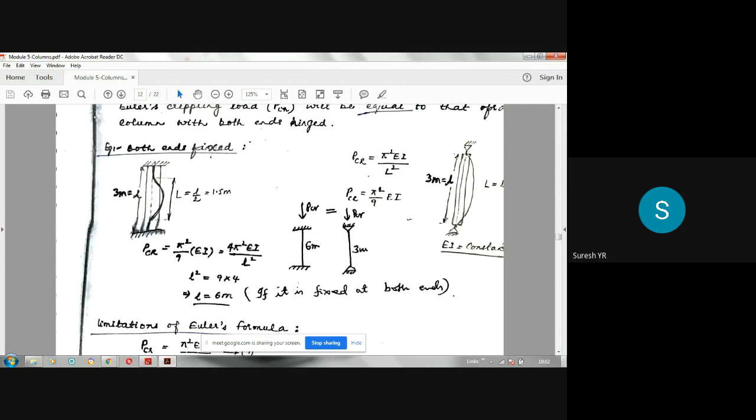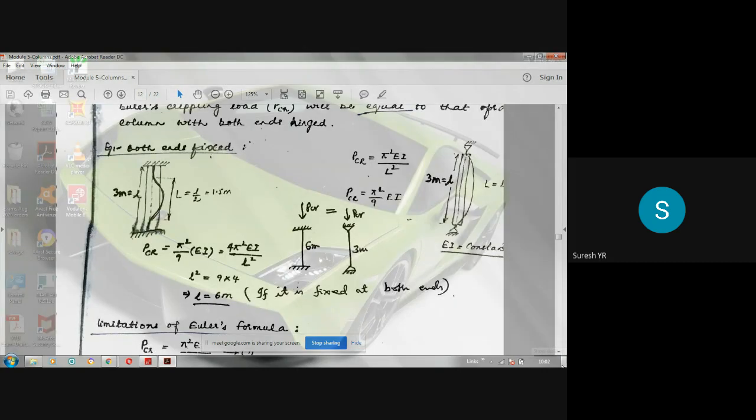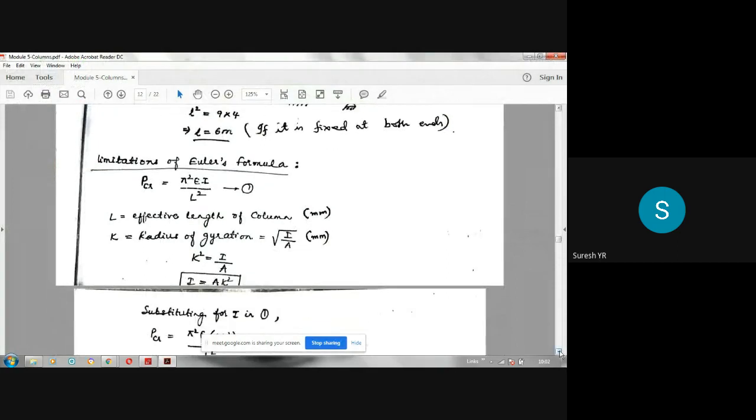Now let us see what are the limitations of this Euler's formula. So it has got some limitations also. So this is the formula. PCR is equal to pi square EI by capital L square. So this is the general formula where this capital L depends on the end condition, as I already discussed. So depending on the end condition, this capital L value will differ.